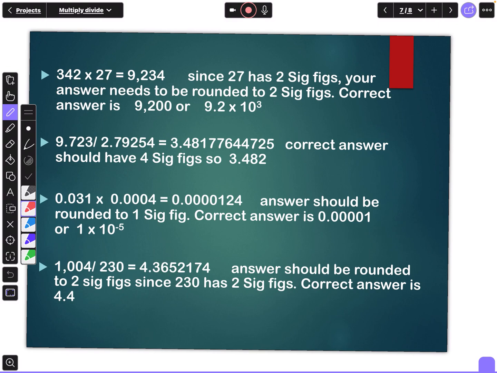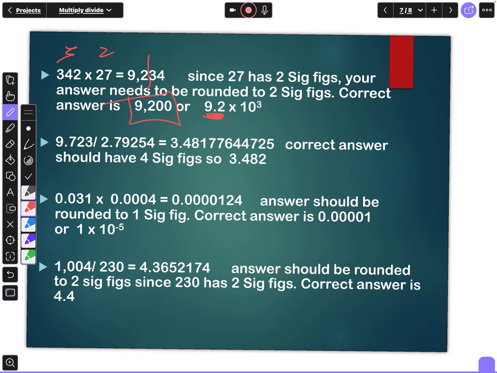If we look at some more, this top example, 342 times 27, and we get that equals 9,234. Well, 342 has three significant figures, 27 has two, so our answer only needs to have two. We're going to have to cut it off somewhere in here and put zeros, so our correct answer would be rounded to 9,200. That has two significant figures, or putting it in scientific notation and rounding it to just those two significant figures would also be correct.